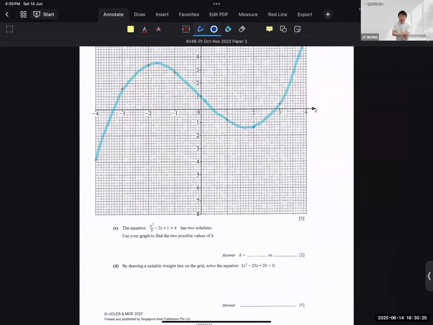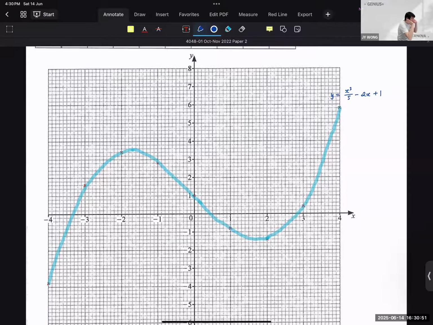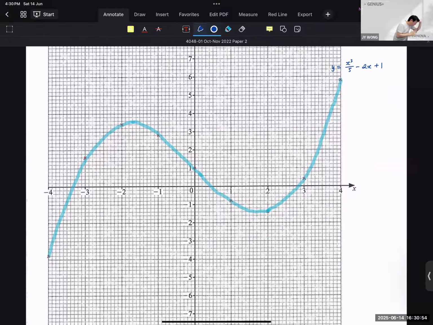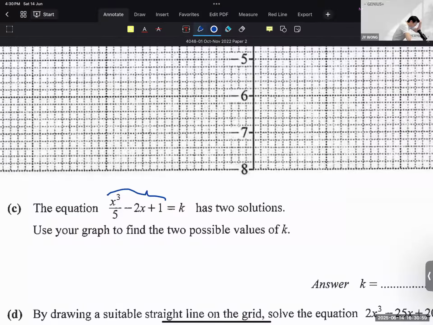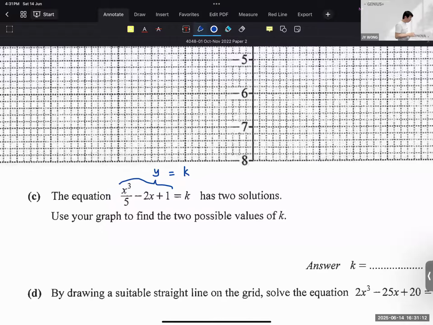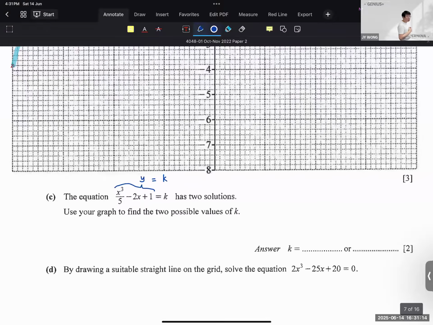Now, the equation x cubed over 5 minus 2x plus 1 equals k has two solutions. Use your graph to find the two possible values of k. Any idea what to do here? I give you a hint. This equation is what? This is y, right? So this equation here is y equals k, right? What kind of line is y equals k?